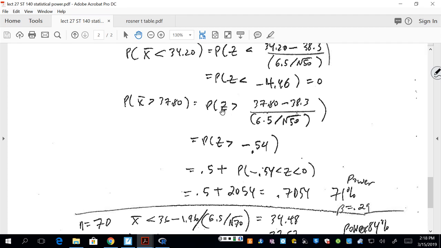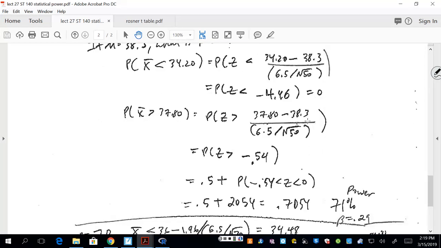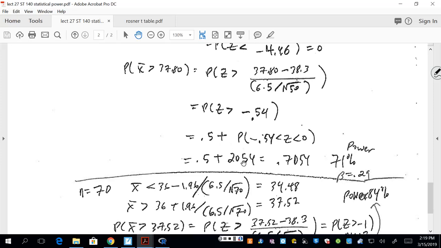But the chance that you're greater than 37.8 when it's actually 38.3, when you z-score that, you get the chance that a z is greater than negative 0.54, and that's about 0.7054. We're about 71%, so power is almost 71%. The chance you don't reject is about 30%. So it's better than 50-50, but it's just still not super.